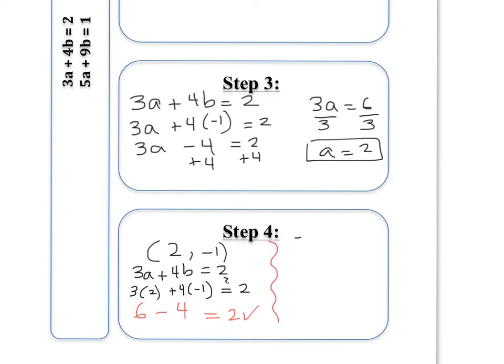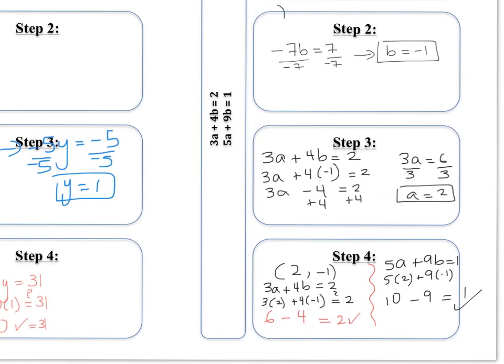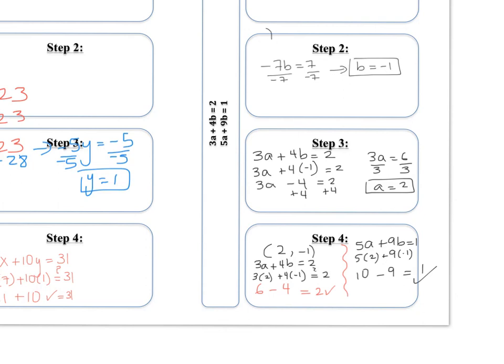Now let's check if it works for the second equation. So 5 times 2 is a 10. Plus 9 times negative 1, that's going to be a minus 9. And that is equal to 1. So yes, it works for the second equation as well. So that is elimination. Usually substitution is the easier method if you have a single variable. If you do not have a single variable, try to multiply the equations by a certain number that will eliminate one of the variables for you.